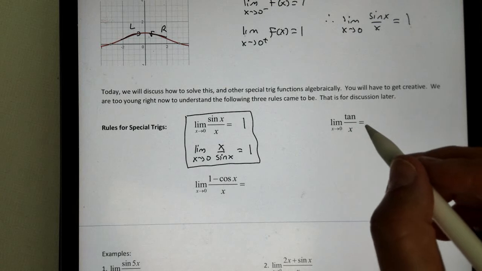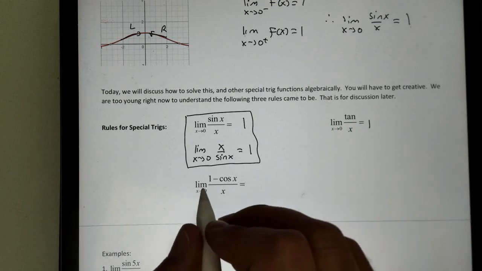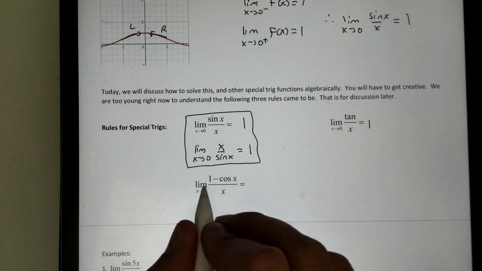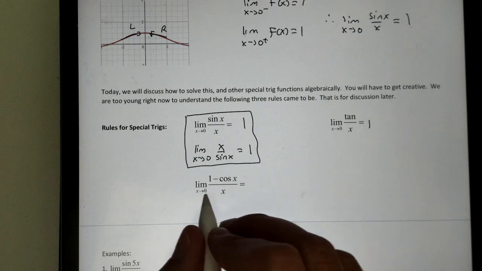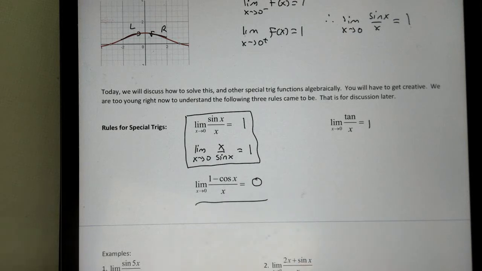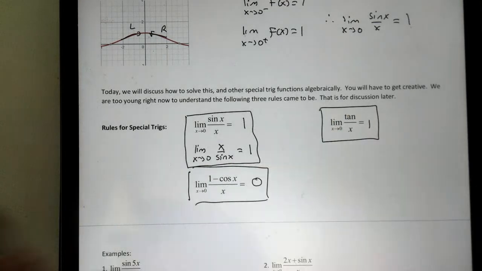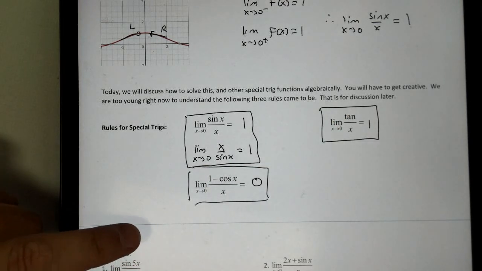Tangent of x over x is also going to be 1. Tangent follows sine for the most part. It turns out if we were to graph 1 minus cosine of x over x, as x approaches 0, this becomes 0. This one's pretty boring. We don't see it too often. So these are our special trig rules that we're going to look at today. So let's look at a few examples.